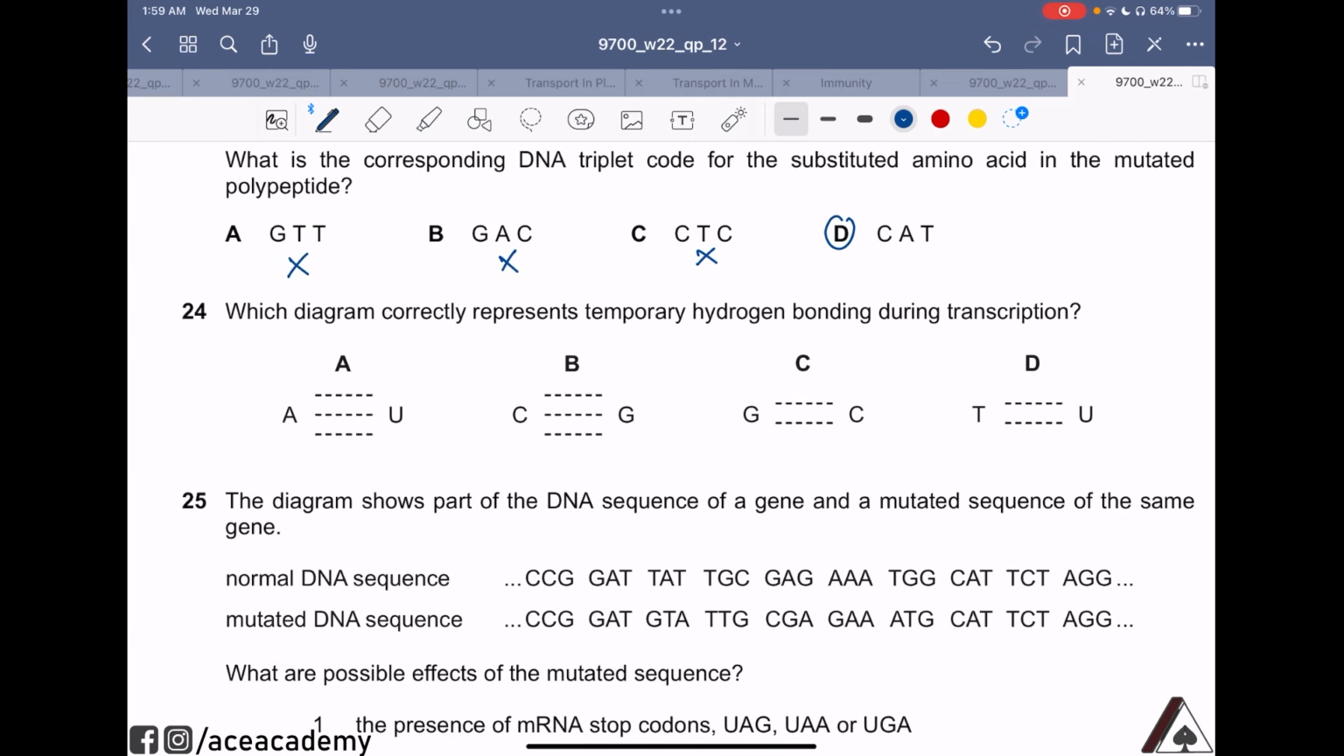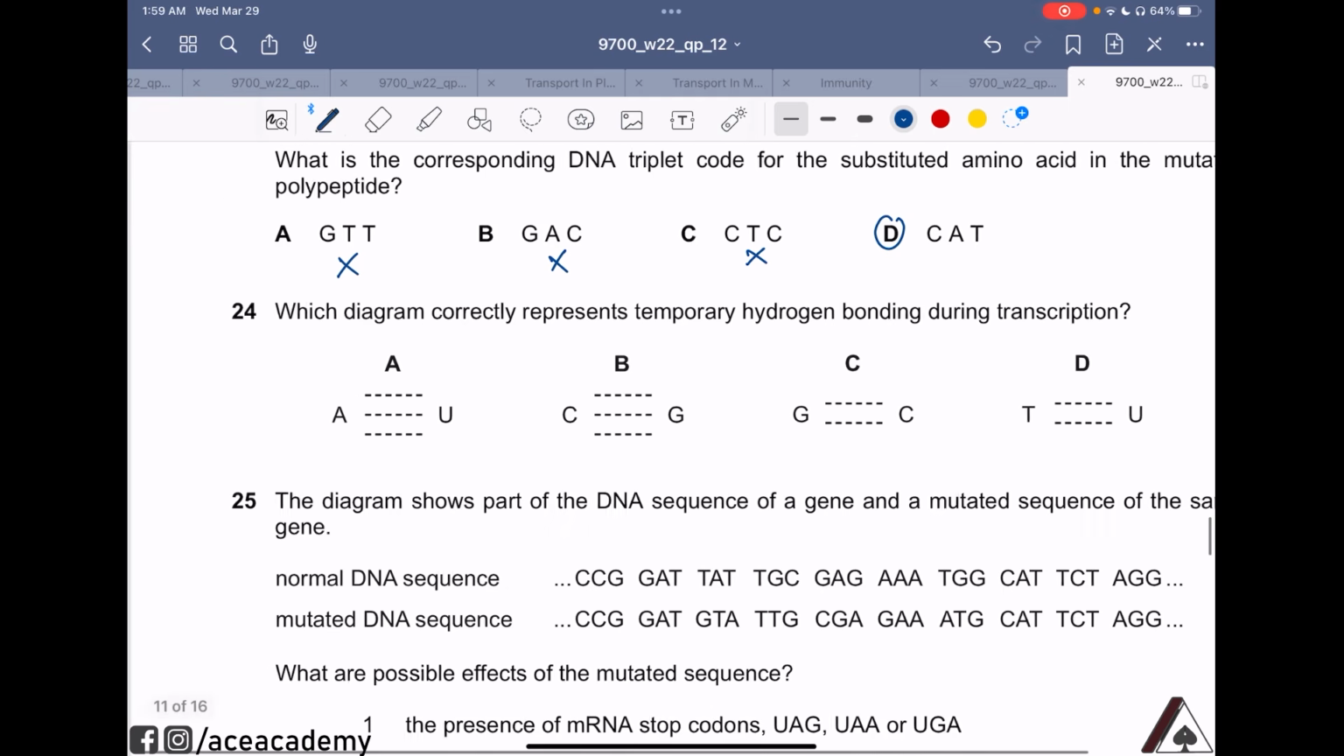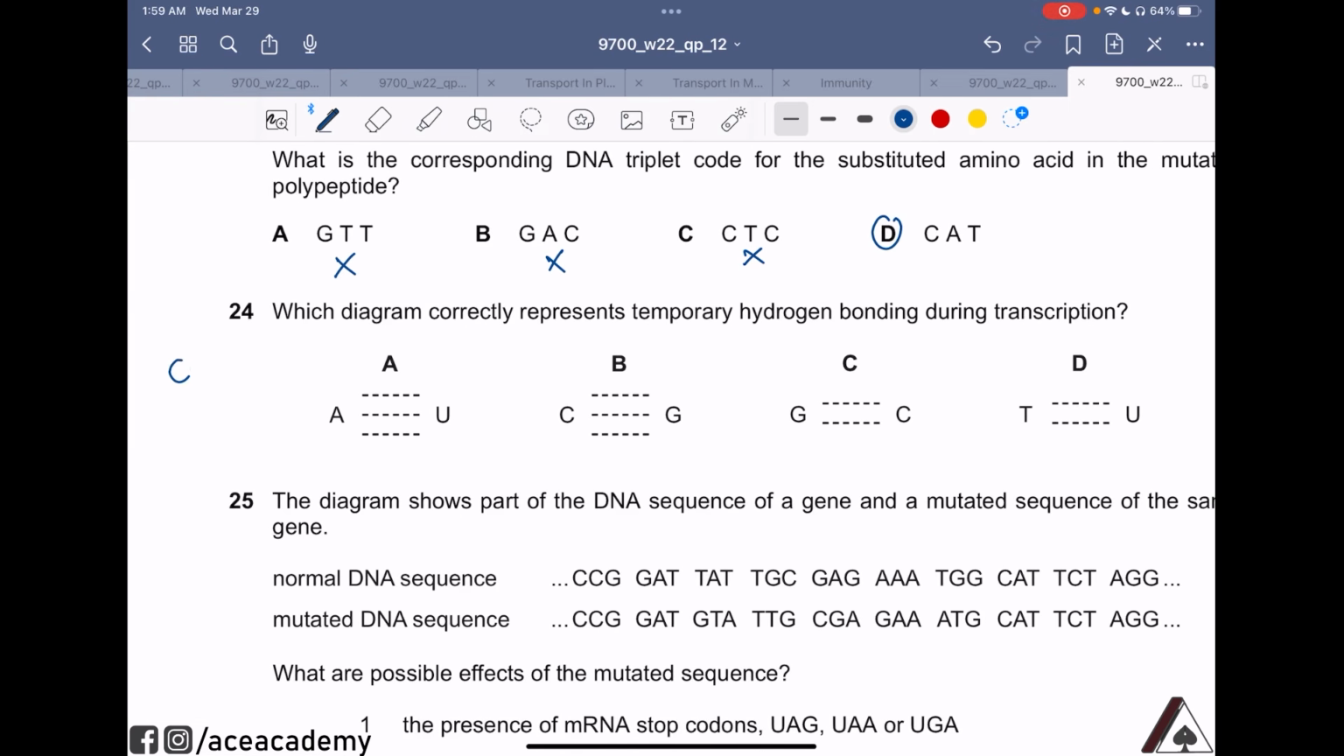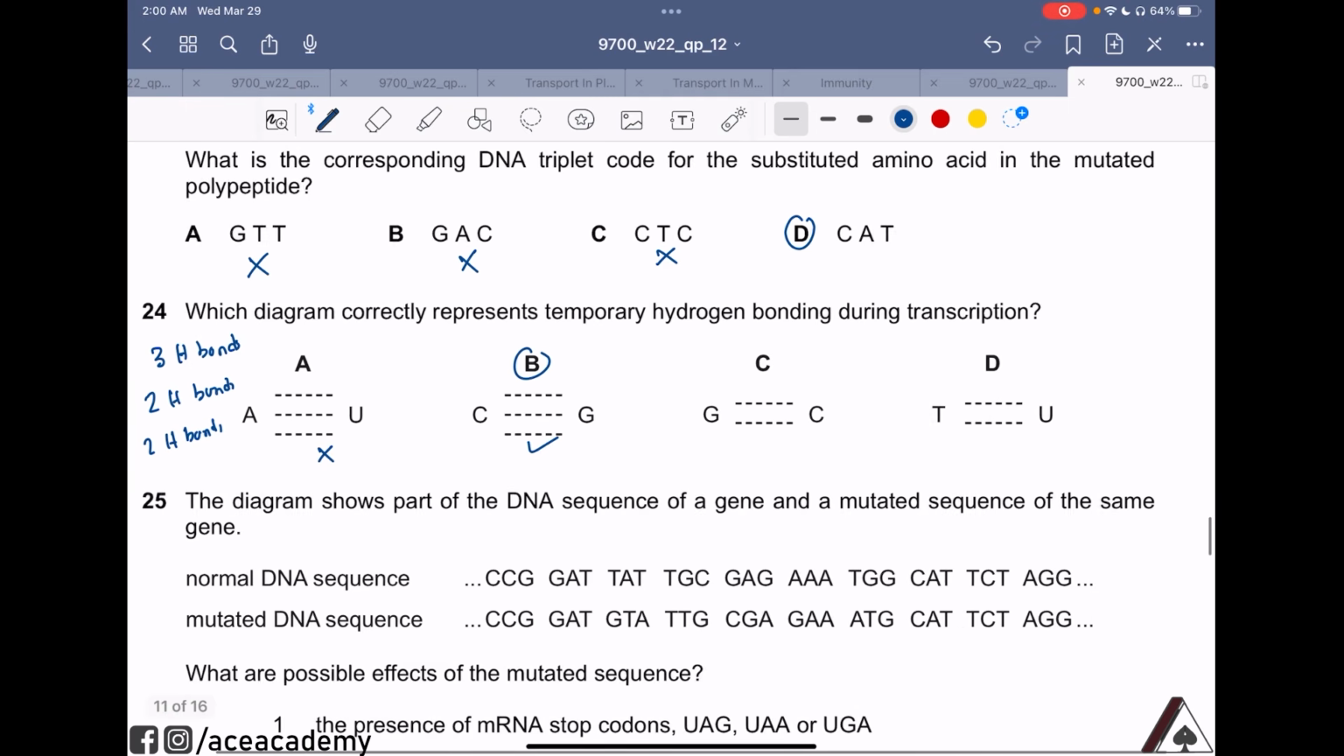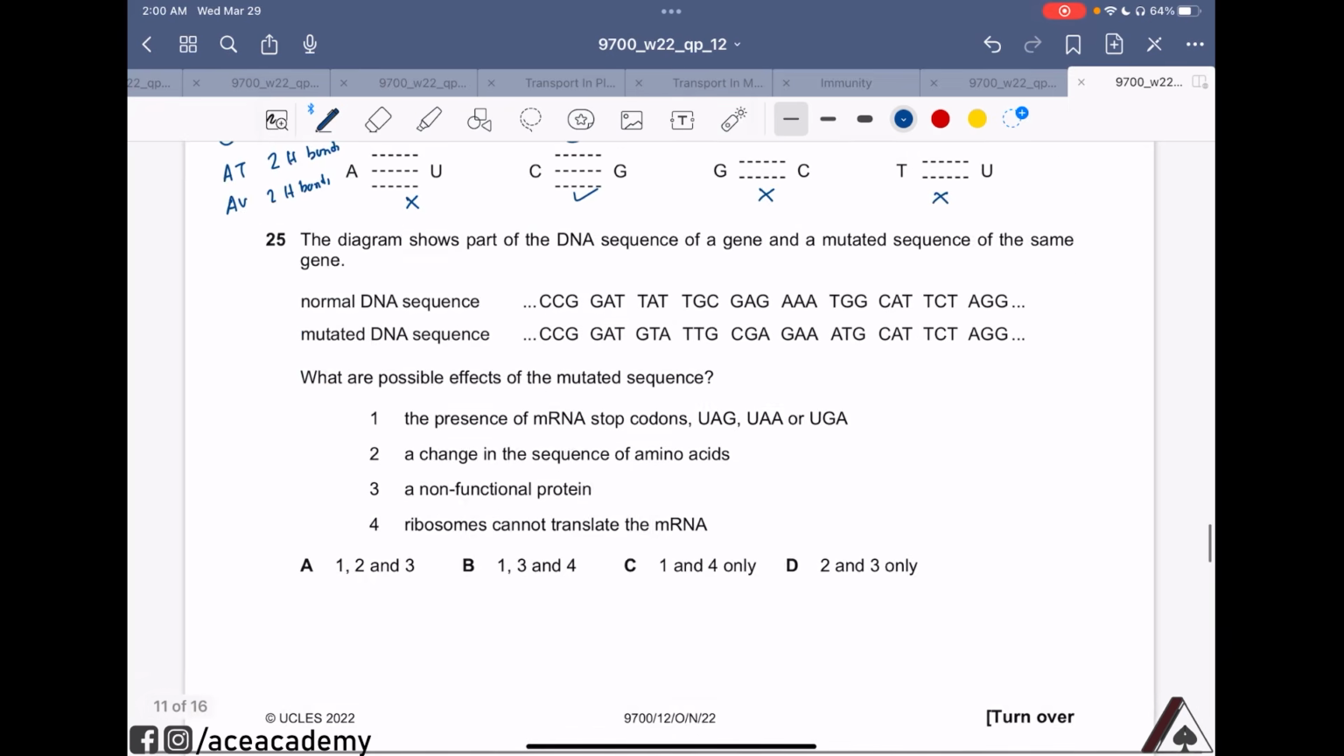Then, which diagram correctly represents temporary hydrogen bonds during transcription? Well, firstly, let's revisit this chapter. C and G have 3 H bonds between them. AT have 2 H bonds, while AU have 2 H bonds as well. So, AU 2 H bonds, no, not 3. CG 3, correct. GC, no, not 2, it's supposed to be 3. TU, no. T and U cannot bind to each other at all. So B is the correct option.